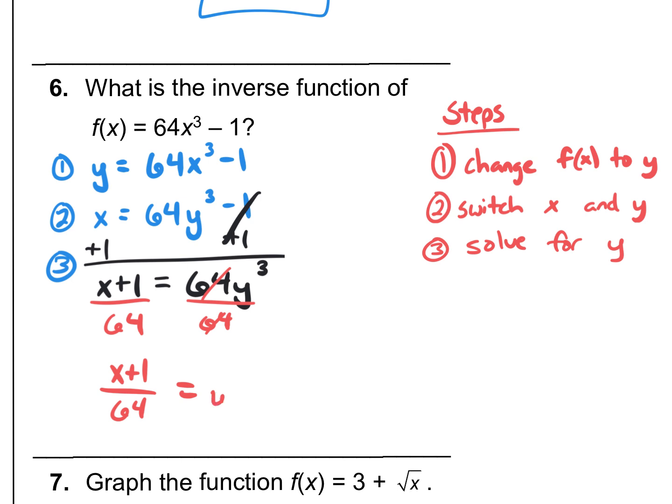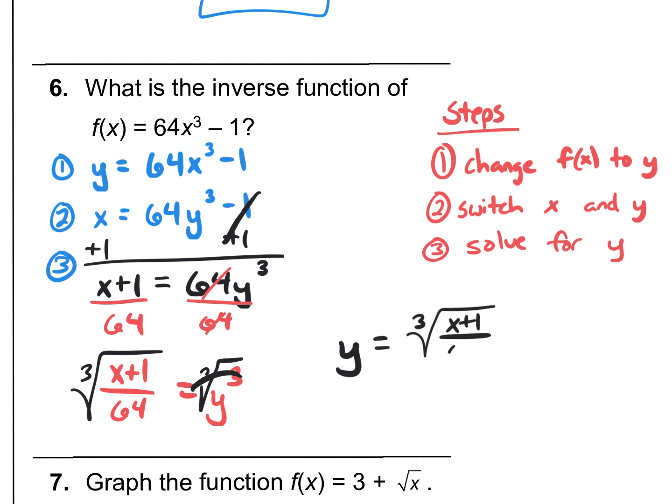Y to the third. Now, what's the last step here? Take the cube root. What you do to one side, do to the other. So again, this can just stay how that is. So we're left with y equals the cube root of x plus 1 over 64. And again, we don't have to worry about simplifying or anything on this side. Our main goal is to get y by itself. So once we have y by itself, we know we're done.